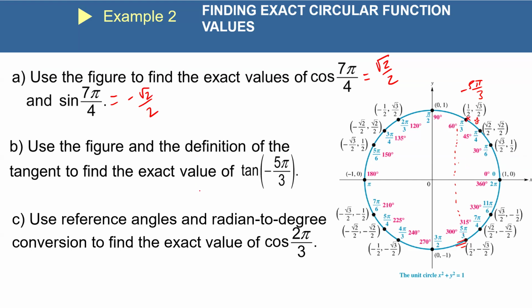And your tangent again is going to be y over x. So you have the square root of 3 over 2. I'm going to multiply by the reciprocal because when you divide by a fraction, you multiply by the reciprocal. And that's just going to leave you with the square root of 3. Keep, change, flip.